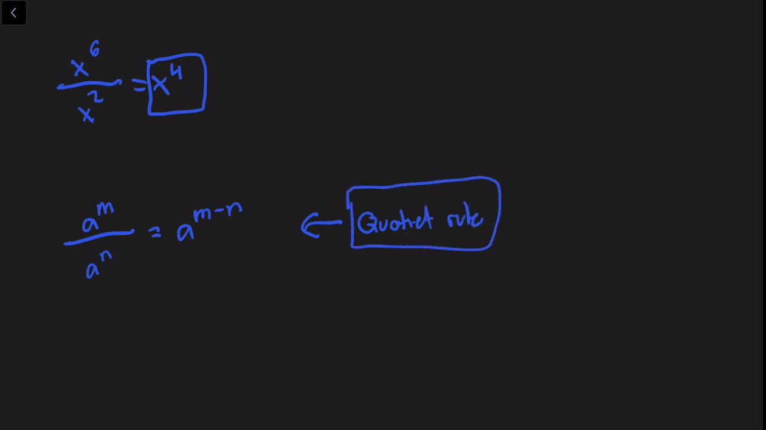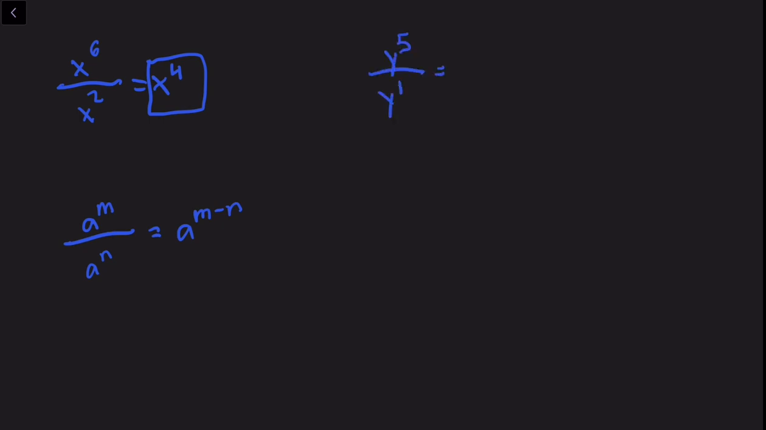So the quotient rule is when we have the same base and we are dividing them, and we essentially are just going to subtract those exponents, just like we looked at. So let's do a couple of follow-up examples of this. If we have y to the fifth over y to the first, what will our answer be?